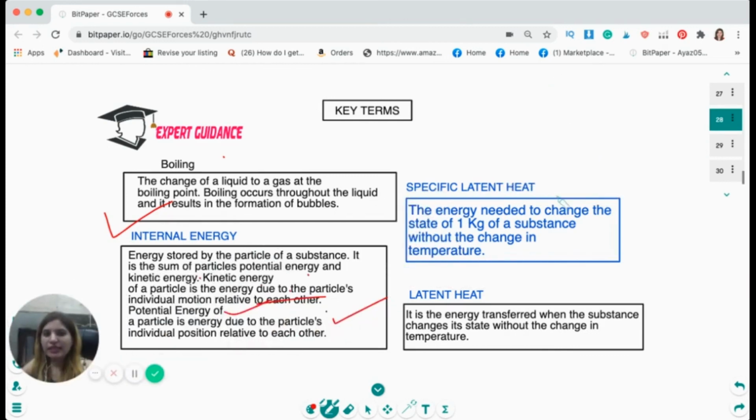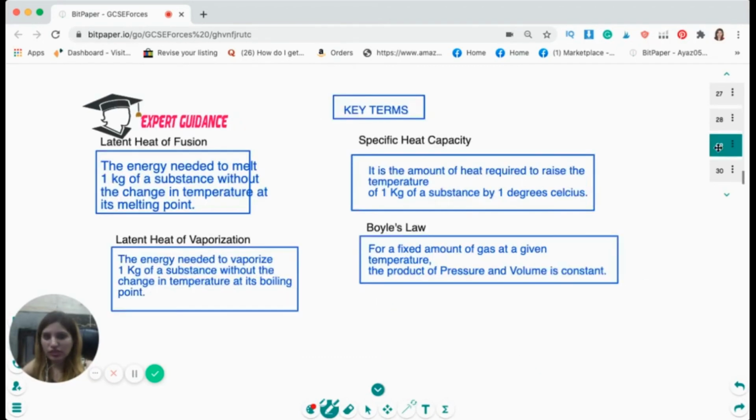The latent heat is the energy needed to change the state of 1 kg of a substance without a change in temperature. The latent heat is the energy transferred when the substance changes its state without a change in temperature. Latent heat of fusion is the energy needed to melt 1 kg of a substance without a change in temperature at its melting point. And latent heat of vaporization is the energy needed to vaporize 1 kg of a substance without a change in temperature at its boiling point.